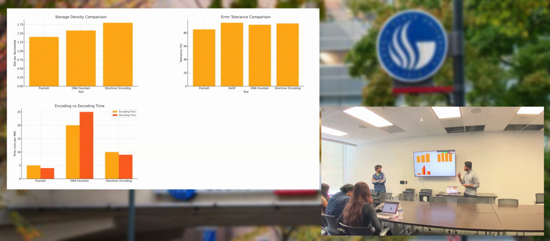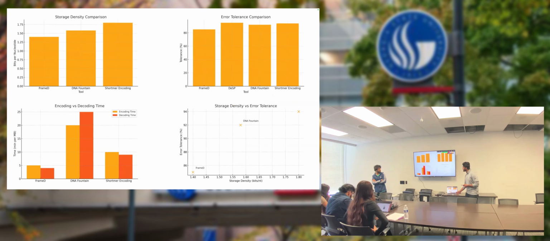And this is encoding versus decoding time, how long it takes for each tool to encode and decode the data, because the DNA fountain has the highest decode time and is redundant. And this shows the error density in the different formats.